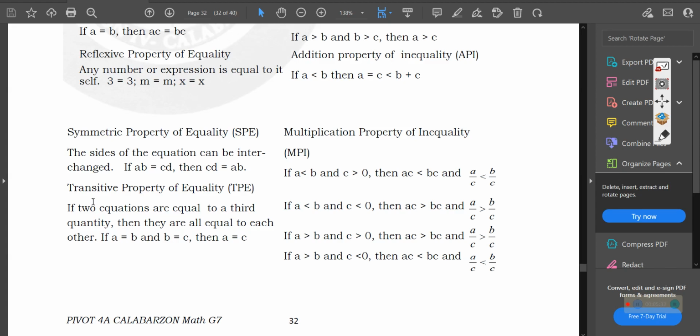Next is the transitive property of equality or the TPE. If two equations are equal to a third quantity, then they are all equal to each other. In symbols, if A is equal to B and B is equal to C, then A is equal to C. So, kita naman, di ba? Since A and C are both equal to B, edi equal na rin ang A at saka ang C. So, yun lang po yung transitive property of equality.